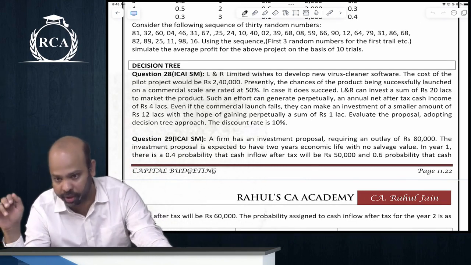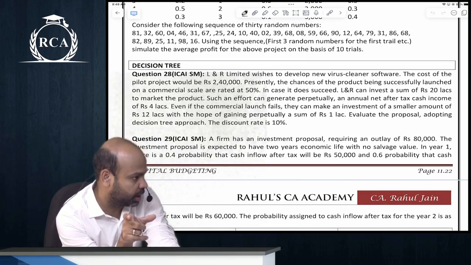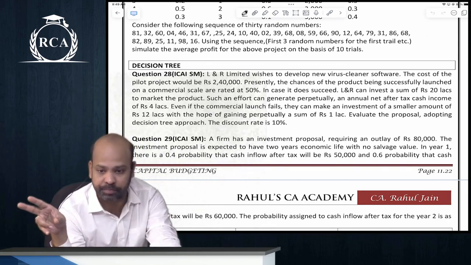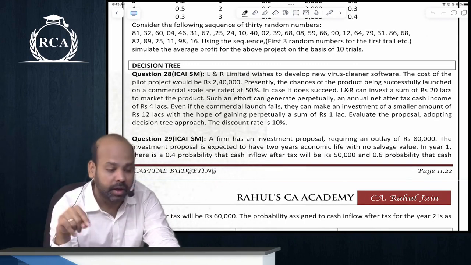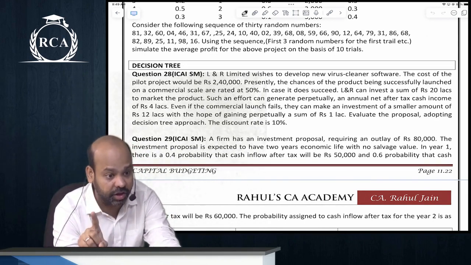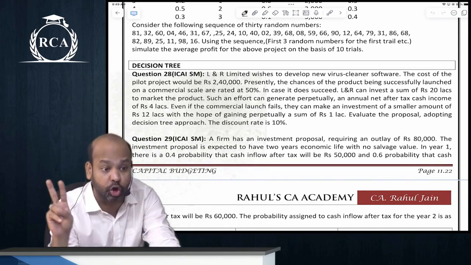उसके बाद में कुछ नोट नहीं आएगा. But if you put that 2,40,000, guys, two scenarios, two outcomes of that decision that you're taking. Either it succeeds or it fails. If it succeeds, again a decision that you have to take. Should you invest 20 lakhs or not?